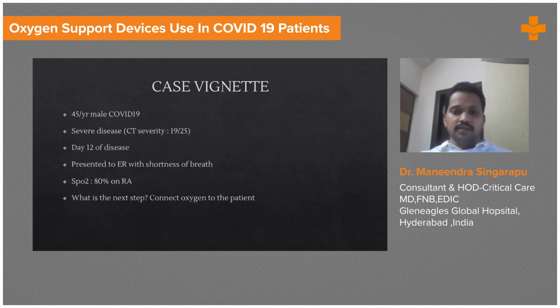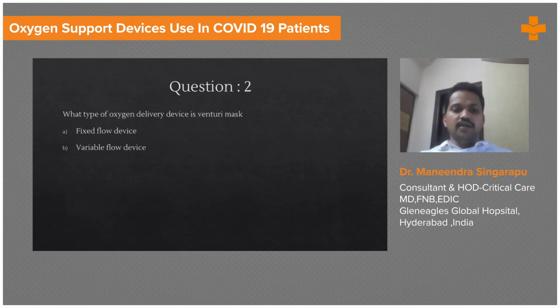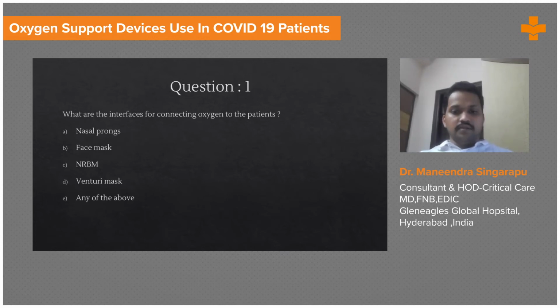So how will you connect the oxygen? It could be nasal prongs, it could be a face mask, a non-rebreathing mask, or a Venturi mask. I think all of you will agree with me. So what are the various interfaces for connecting oxygen to the patient? Nasal prong, face mask, non-rebreathing mask, Venturi mask. I think most of you will get this. Sorry, my animations have gone missing. So the answer is any of the above.